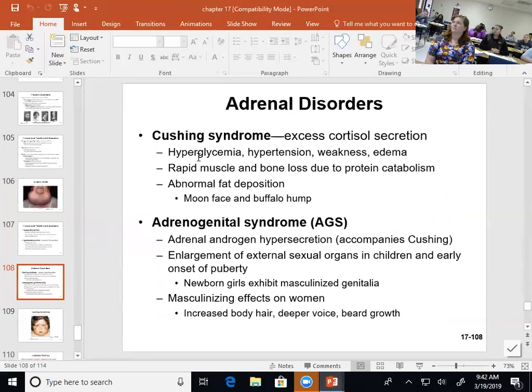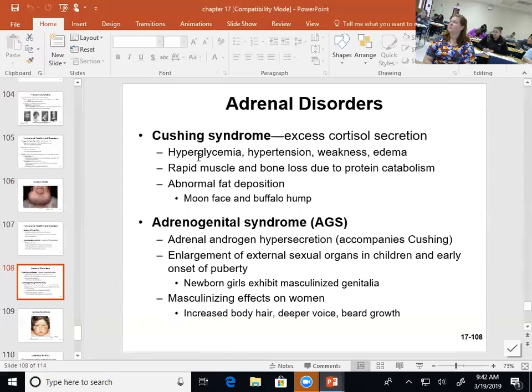Now, adrenal disorders, you need to know these. You need to know these disorders. And I know you had them in your little concept things you were doing, and we hadn't gone to them yet, but now we have. So we're going to want to know these. The adrenal disorders, Cushing's disease or syndrome.